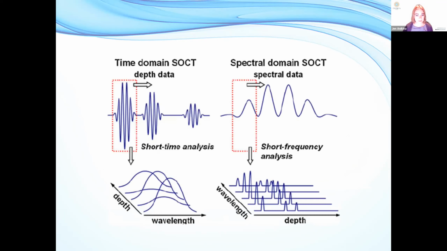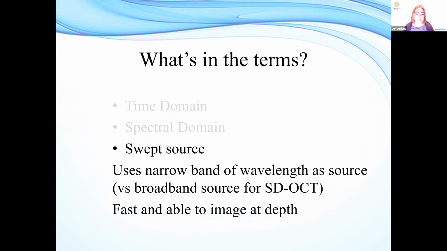So here we are, another picture of the same thing using time analysis, so analyzing the time for the signal to come back, versus frequency analysis for the two different time domain versus spectral domain machines. Swept source is one of the newer ones, and basically it's pretty much the same as the spectral domain, but it uses a very narrow band of wavelengths, which means it can be very fast, and it's also quite good at imaging depth, so down to the choroid.